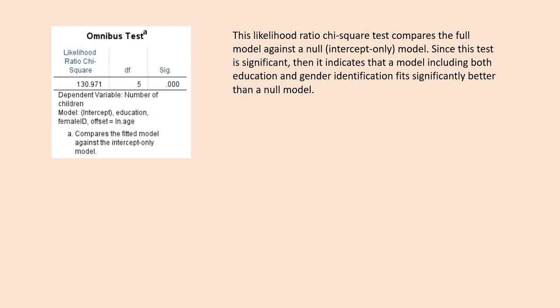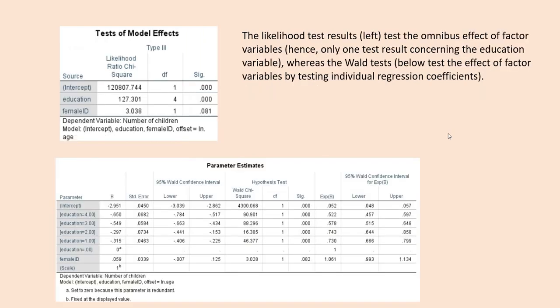So our omnibus test contains our likelihood ratio chi-square test. So this is the chi-square value, degrees of freedom, p-value. And given that our p-value is indicating statistical significance, we would infer that our model containing the full set of predictors represents a significant improvement in fit over the null model, or basically an intercept-only model. Now down below you can see we have our parameter estimates table with our regression coefficients, standard errors, the Wald chi-square value right there, p-value, and so forth. And then up here in the table of model effects, we have our likelihood ratio chi-squares for the individual predictors.